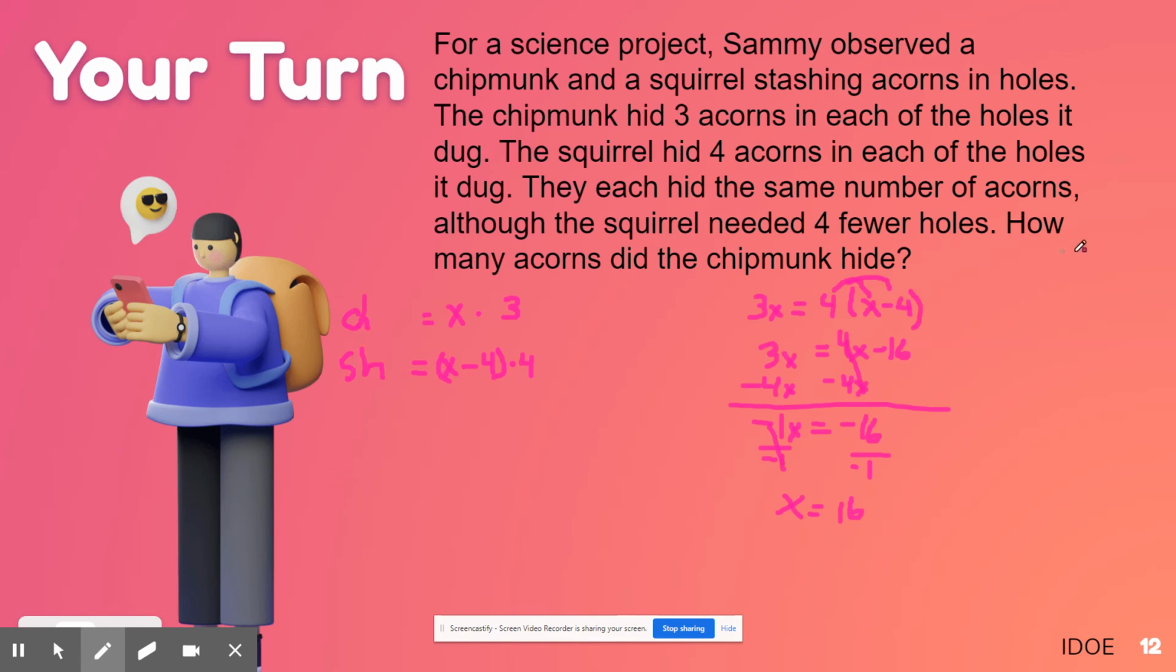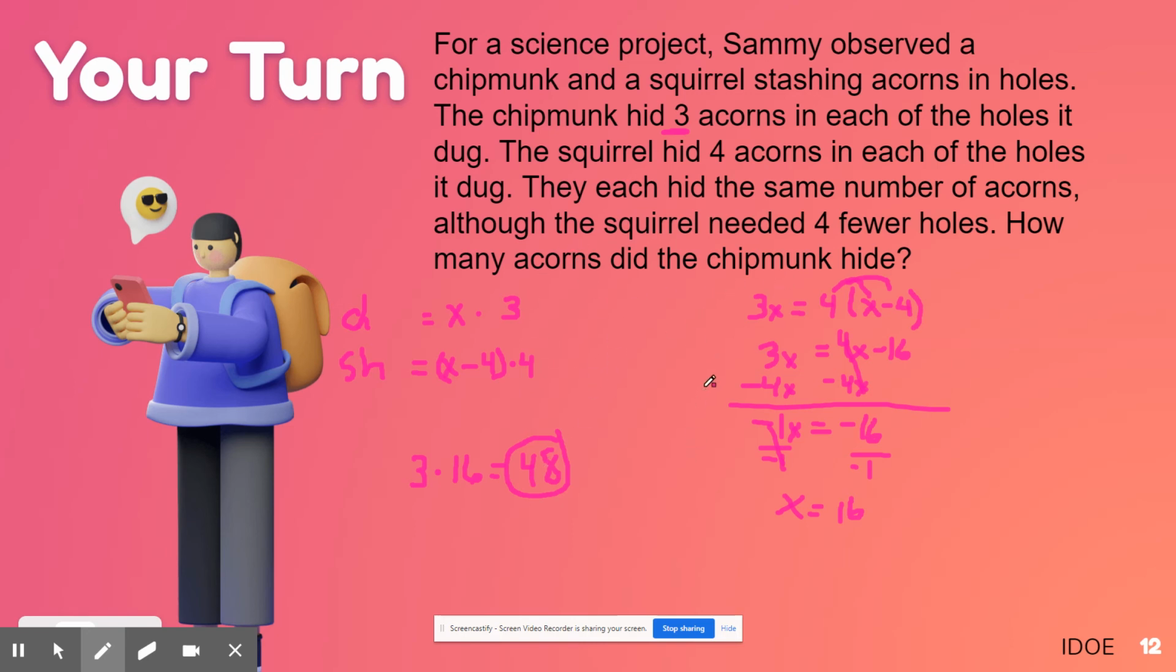But the question says how many acorns did the chipmunk hide? Well, he did 3 per hole. So what you're going to do is take 3 times 16, and that will equal 48. Again, you can use the calculator. So the chipmunk hid 48 acorns. One of the cool things is there's other ways to do this problem.